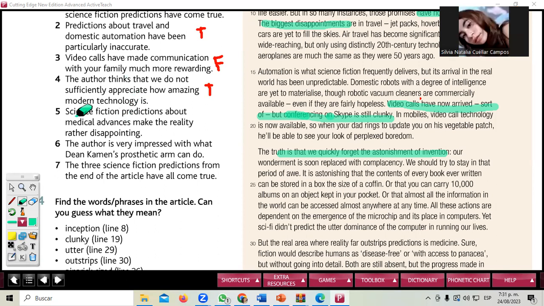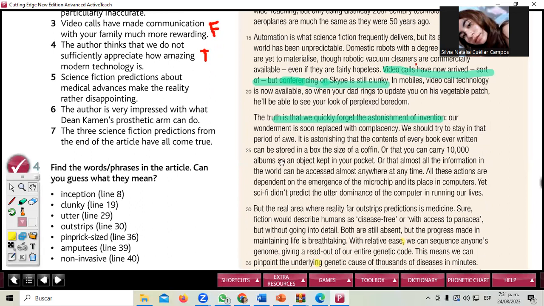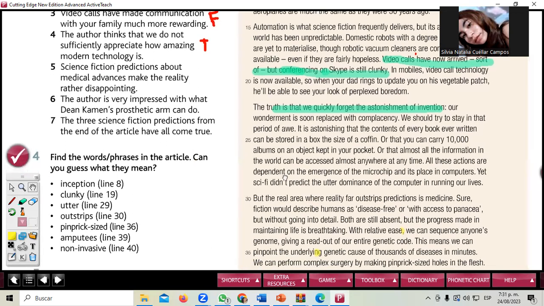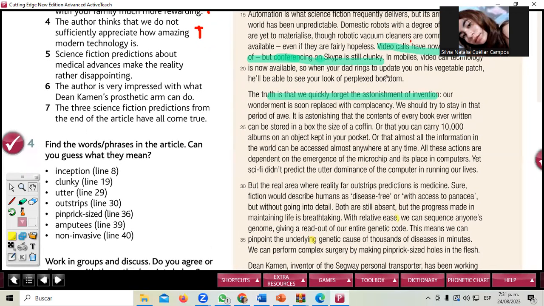Okay, number 5. Science fiction's predictions about the medical advances made the reality rather disappointing. For me, it's false, because in the paragraph when he says with relative ease we can sequence anyone's genome, giving a readout of our entire genetic code, this means we can pinpoint.